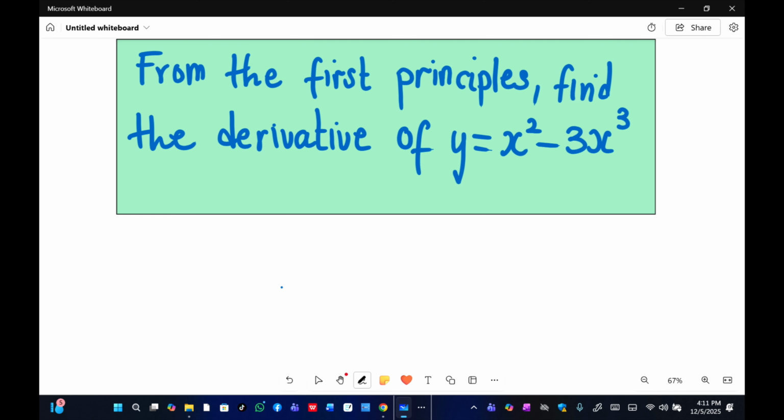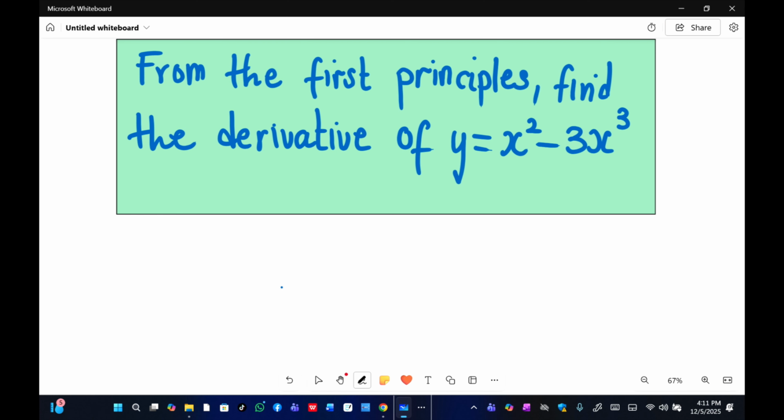So we have the first component, the function. The function is x squared minus 3x exponent 3. Right, so this implies that the original function, which is f of x, is equal to x squared minus 3x cubed. All right. Now, let us find our f of x plus h as well.